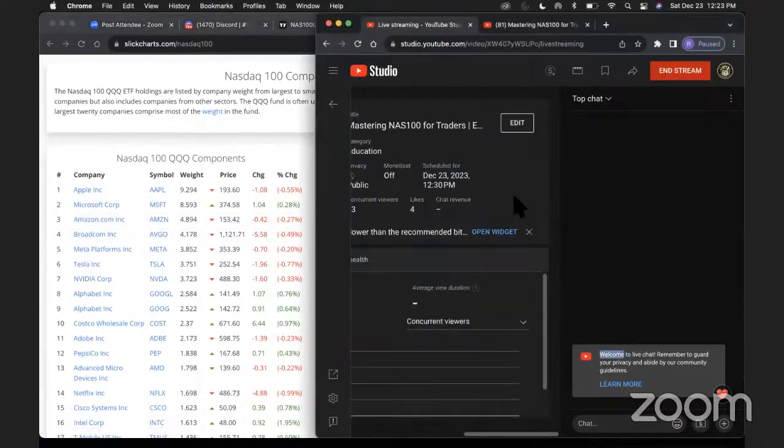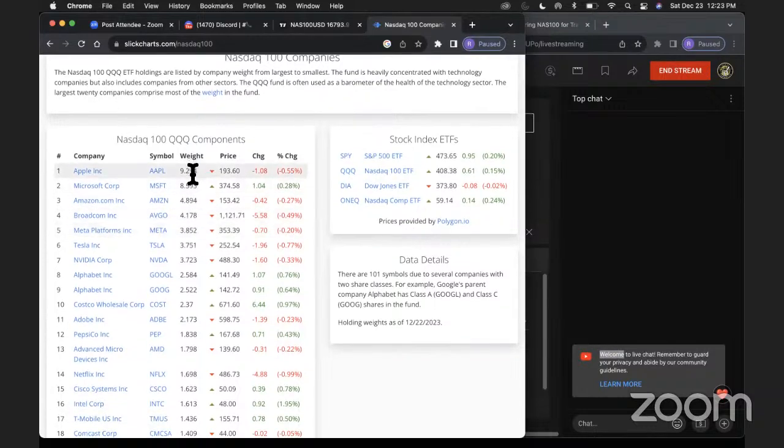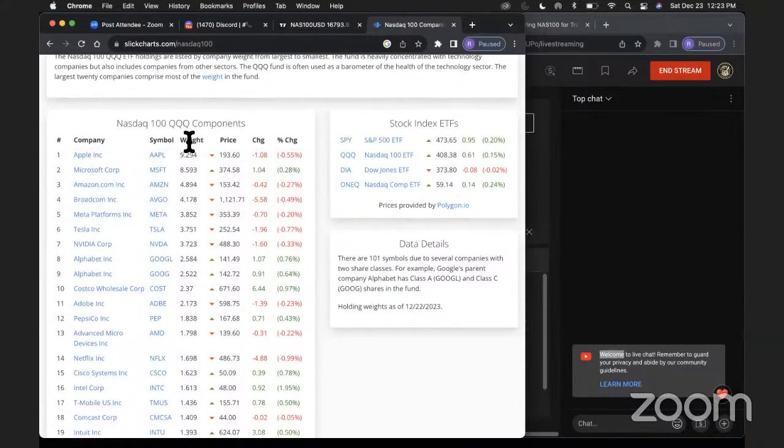So the top 10 names in the NAS100 index are basically the driver of the entire thing. There's 100 stocks in there, but the top 10 are the ones that decide the direction and how fast this thing moves. So this list right here outlines those top names by weighting. And the weight is basically the percentage of the index that these individual stocks make up.